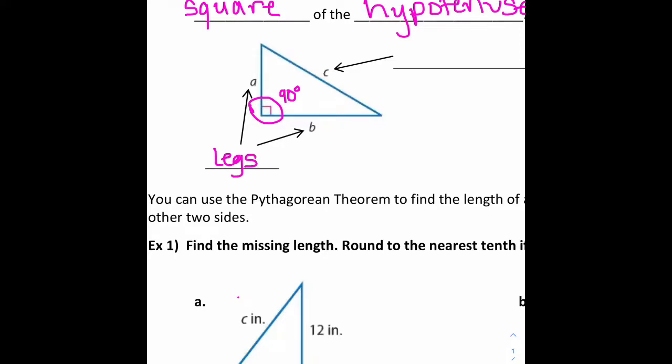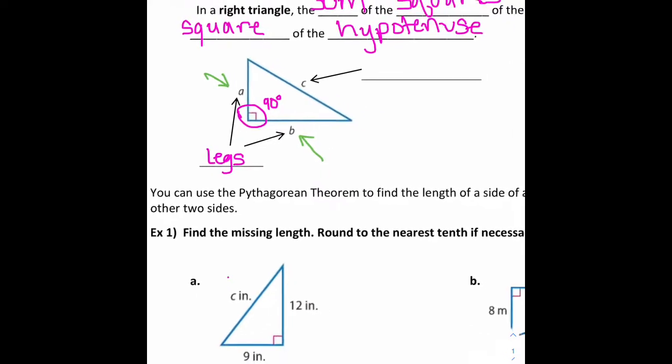This one says that leg A is here and leg B is here, but you could always reverse those. You just have to stay consistent throughout your problem, so it doesn't matter if A and B are switched. C, however, always represents the hypotenuse.